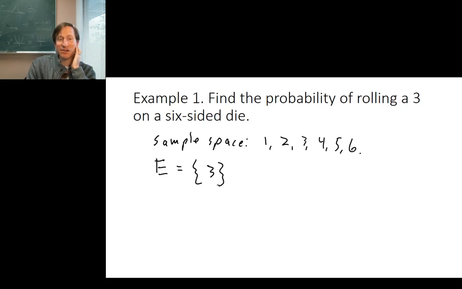So this particular event is actually a simple event because there's only one outcome in this event. Okay, now we can write the probability of this event. It's the number of outcomes in this event, and there's only one outcome in this event, divided by the number of outcomes in the sample space, and as you can see, there are 6 outcomes in this sample space. So the probability of rolling a 3 on a 6-sided die is 1/6.